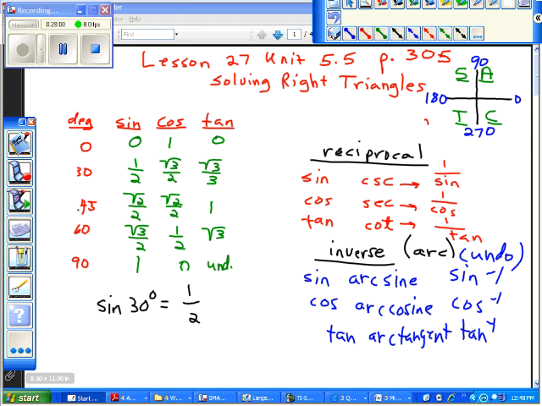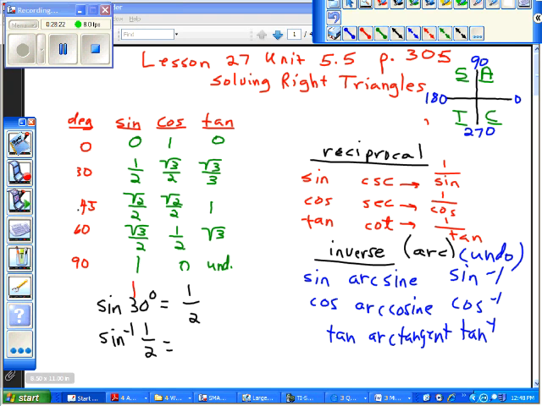What if I told you to give me the arc sine of 1/2? What would you get? It's not reciprocal. The -1 on a function doesn't mean reciprocal. It means arc. It means undo. Now, y'all watch this. This is important for us to get down.